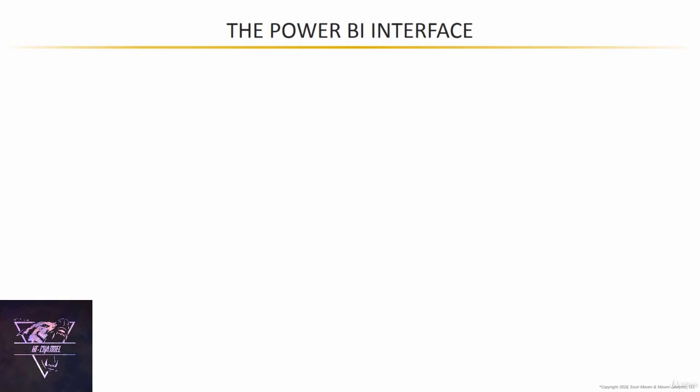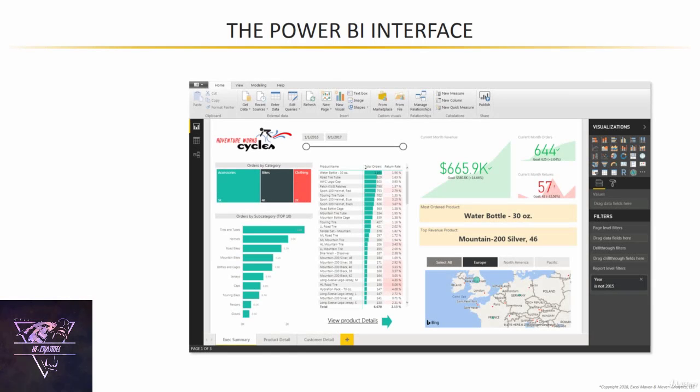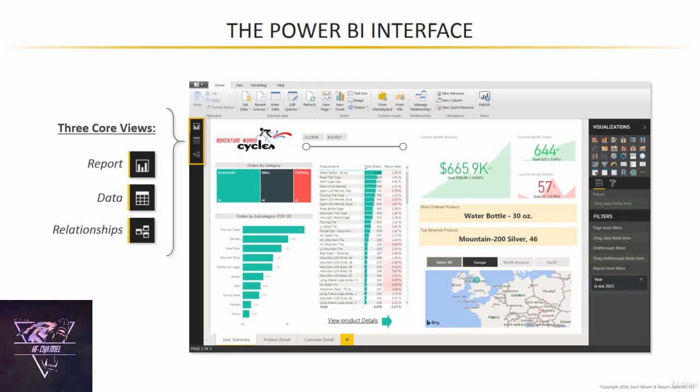Let's talk about the Power BI interface and workflow. So when you open up a Power BI desktop file, it'll look something like this. We're going to dive into each of the specific menus and panes and options here as we move through the course. But what's important to pay attention to now is this set of 3 icons on the left side of the screen. These are your 3 core views that represent the entire Power BI universe. You've got your report view, your data view, and your relationships view.